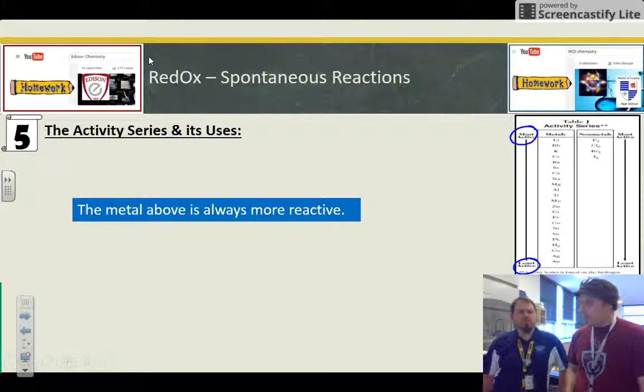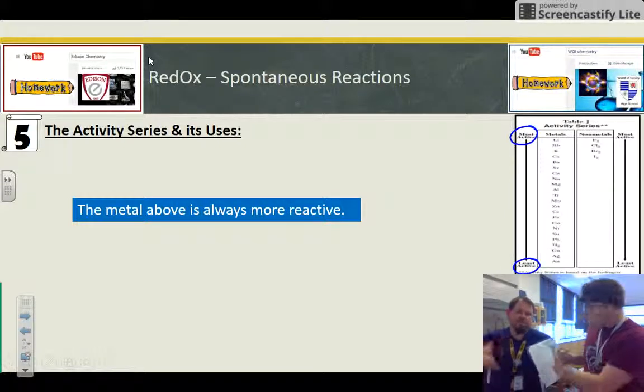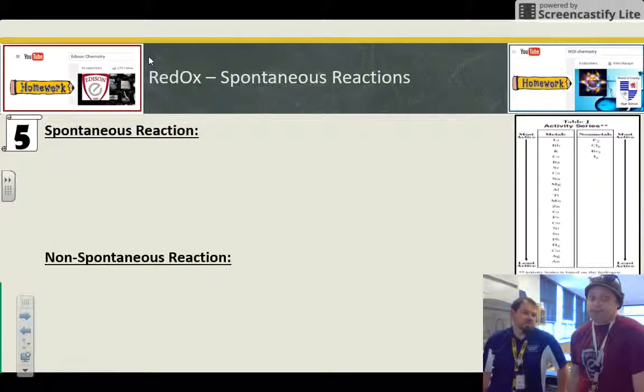So here's how it works. The metal above is always more reactive. You're going to be given 2 metals. You find them on there. The one that's higher is the most reactive. That's really it.